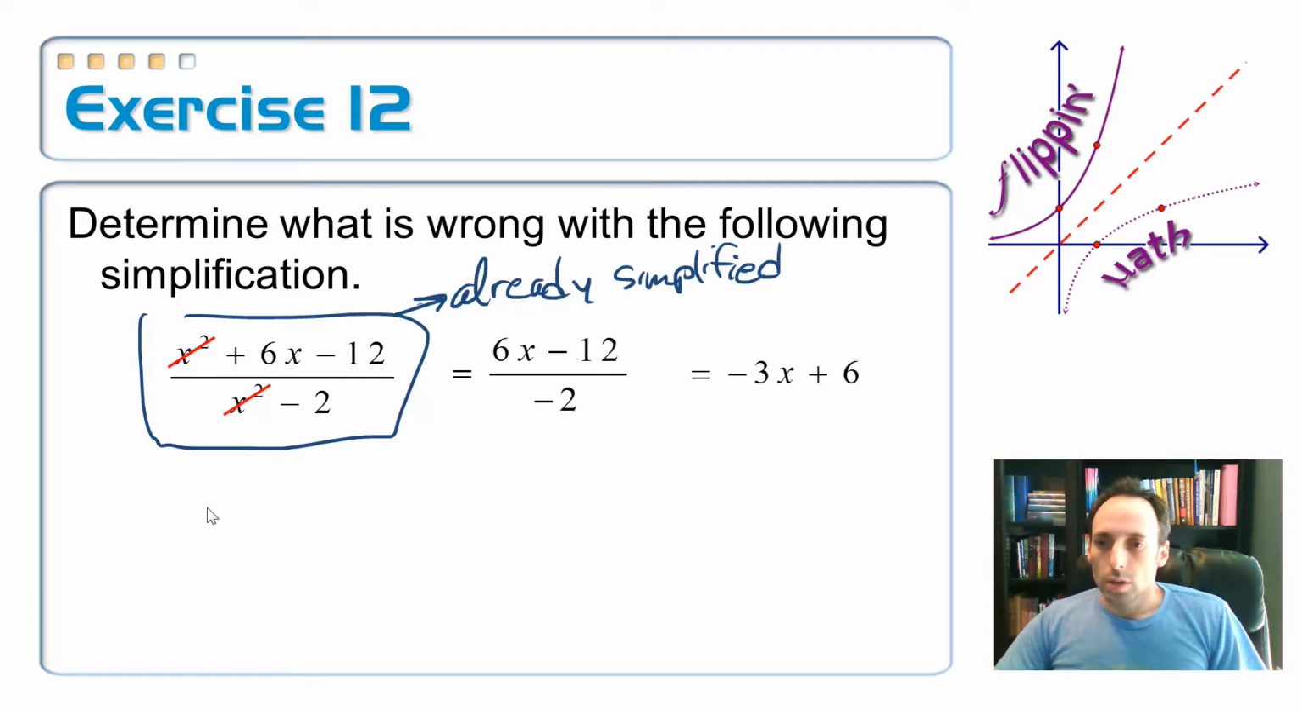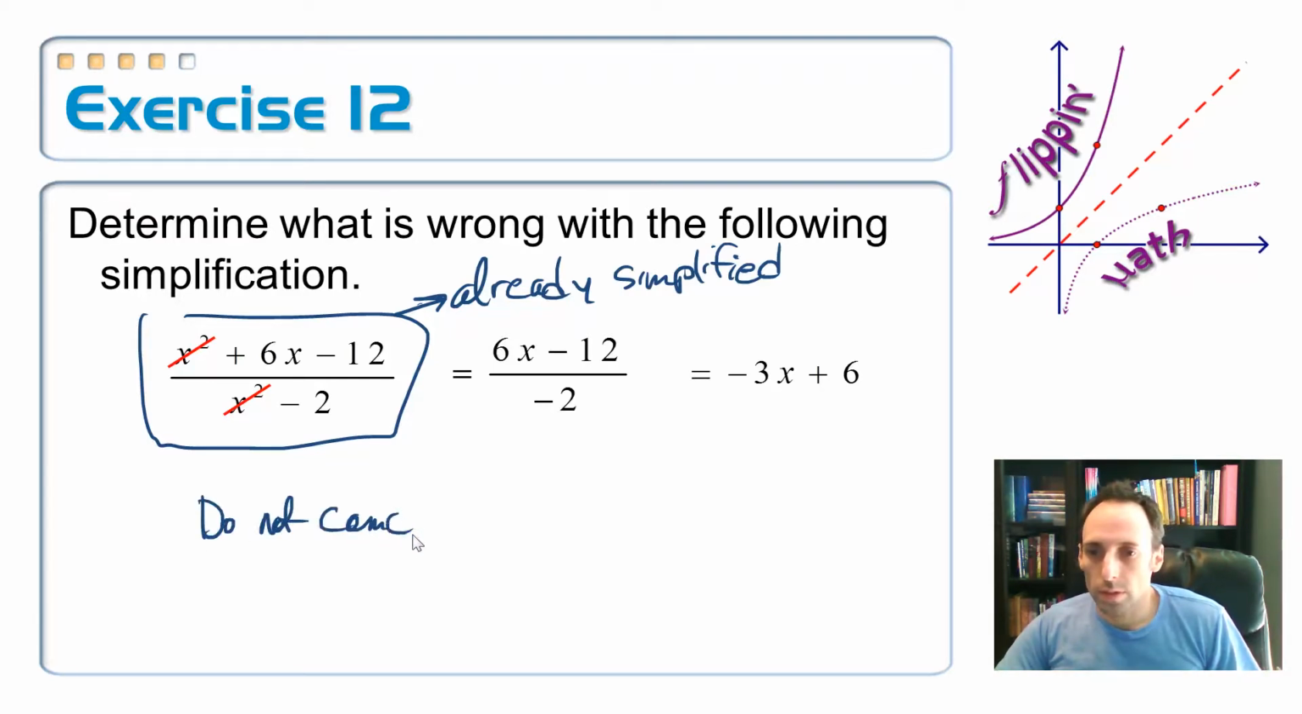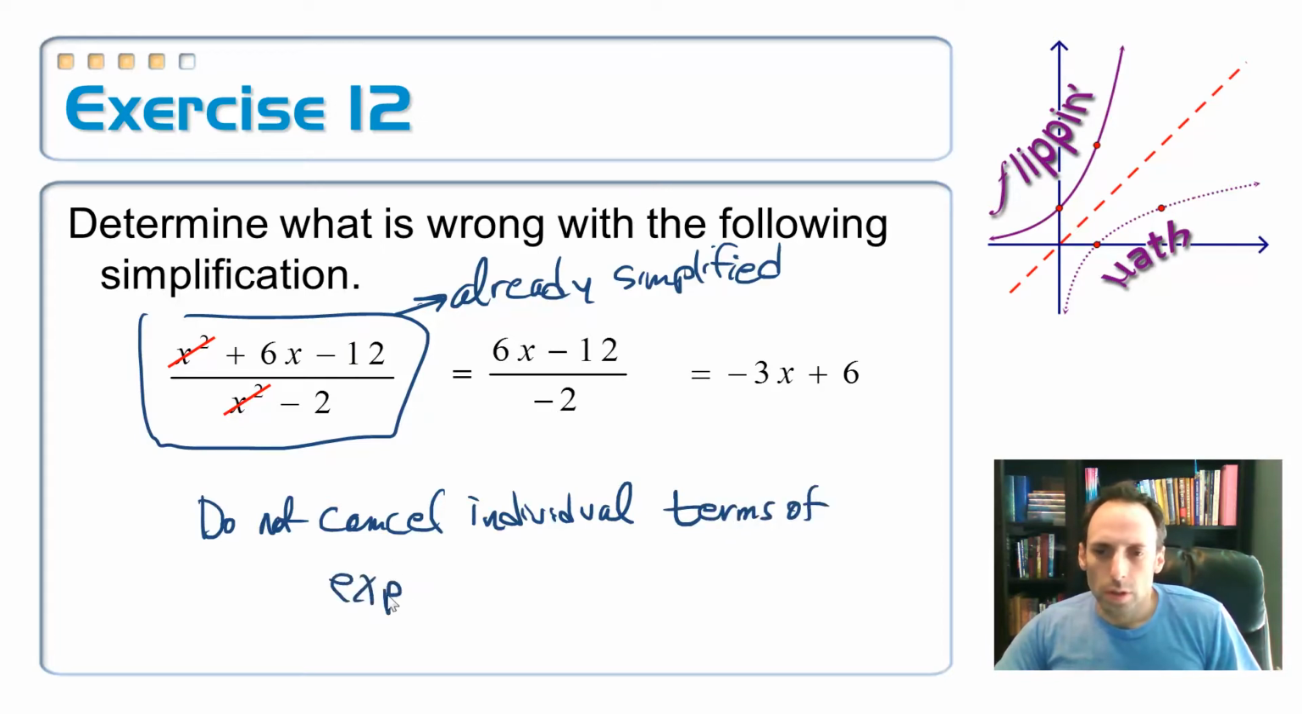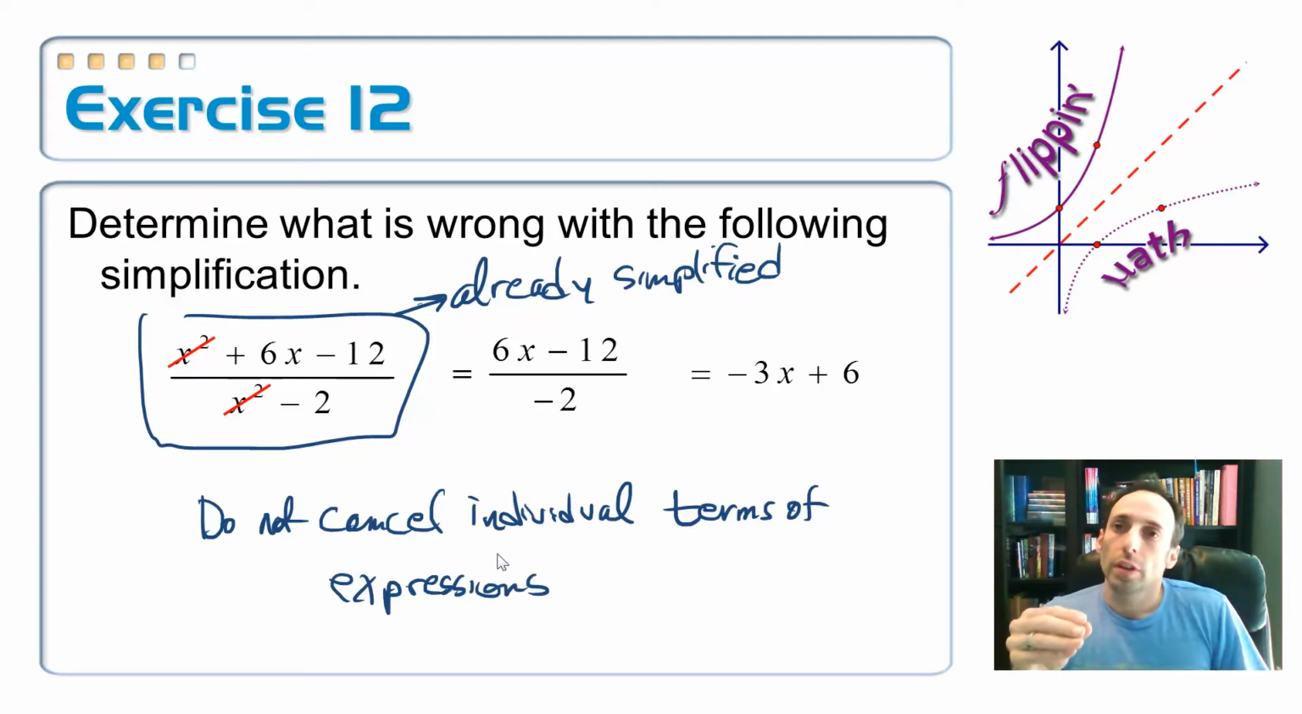So do not cancel individual terms of expressions. You can only cancel out factors. Okay, that's important. Is that it on this one?